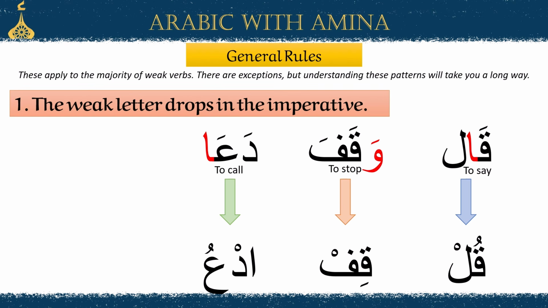All three of these verbs are in the imperative, meaning they are commands, which puts them in the jussive or majzoom case. This is a grammatical case. And a verb in the jussive case, which is irregular or weak, will drop the weak letter. You can also notice that in the deficient verb da'a, we added an alif at the beginning when forming the imperative.